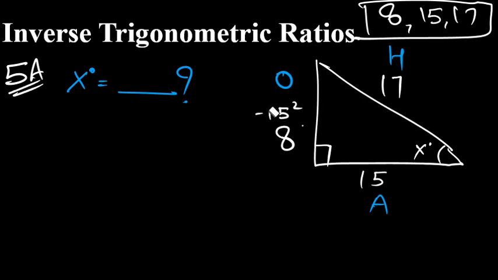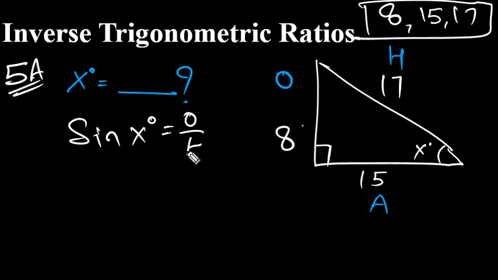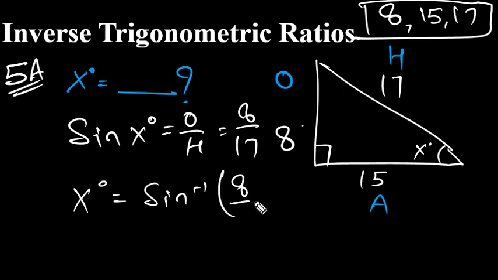Okay, now let's use the trigonometric function. Which one do you want to use? Okay, let me solve this first and then I'll come back again. So let's take anything, like sine x degrees. Opposite over hypotenuse, which is 8 over 17. So x degrees is equal to sine inverse 8 over 17. Put this in the calculator, you will get your answer.